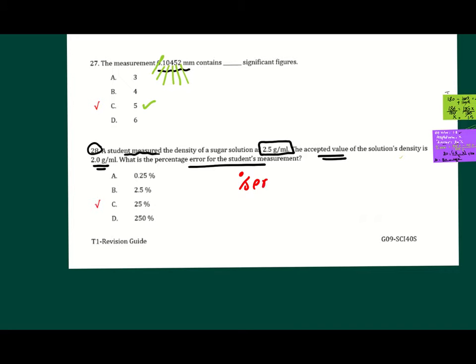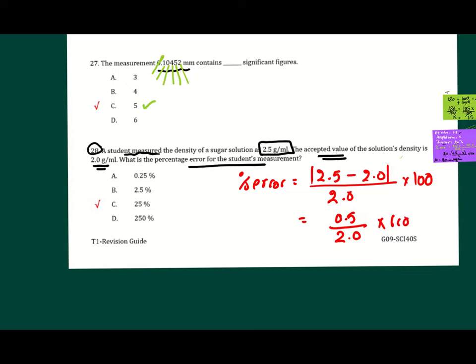The percentage error equals experimental value, which is 2.5, minus accepted value, which is 2, over accepted, times 100. 2.5 minus 2 equals 0.5, over 2, times 100. Half times 100 equals 50 over 2, which means 25%. So our answer is 25%.